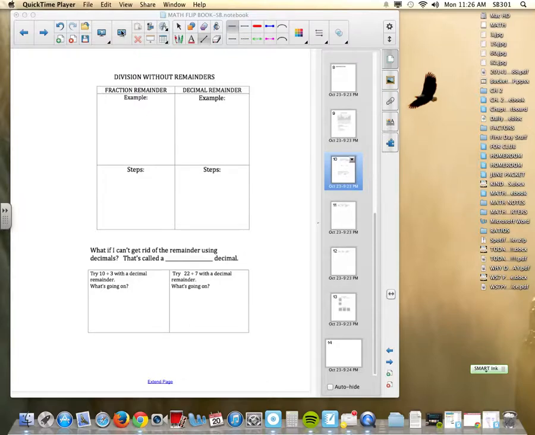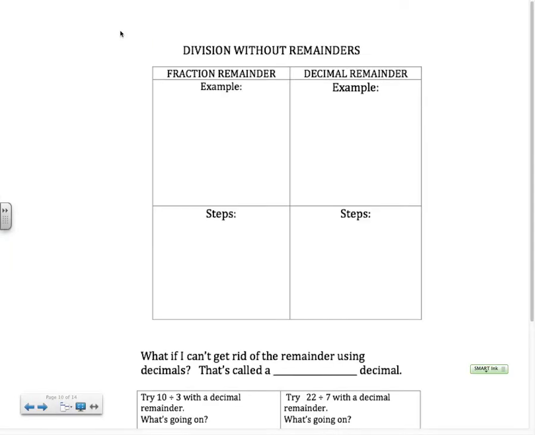So that when we start comparing our fractions and decimals and percents, we'll know how to handle these types of problems. So we're in 6th grade, no more remainders. I'm going to give you a couple examples. Copy your notes down as I go.